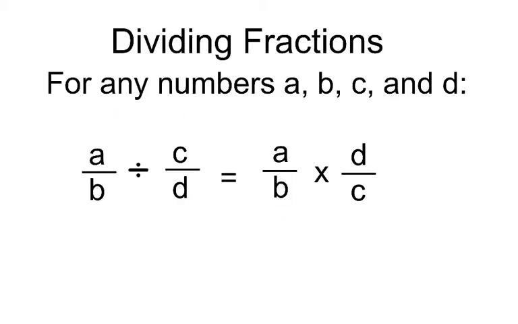Let's get started. So to divide a fraction by another fraction, a great trick is to multiply by its reciprocal. So for any numbers a, b, c, and d, if you have a over b divided by c over d, that's equal to a over b times the reciprocal, which would be d over c. Go ahead and take a minute to make sure you have this in your notes.